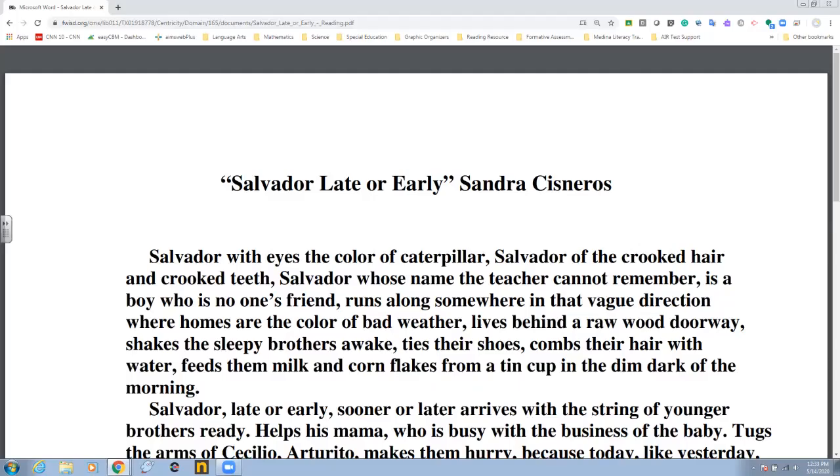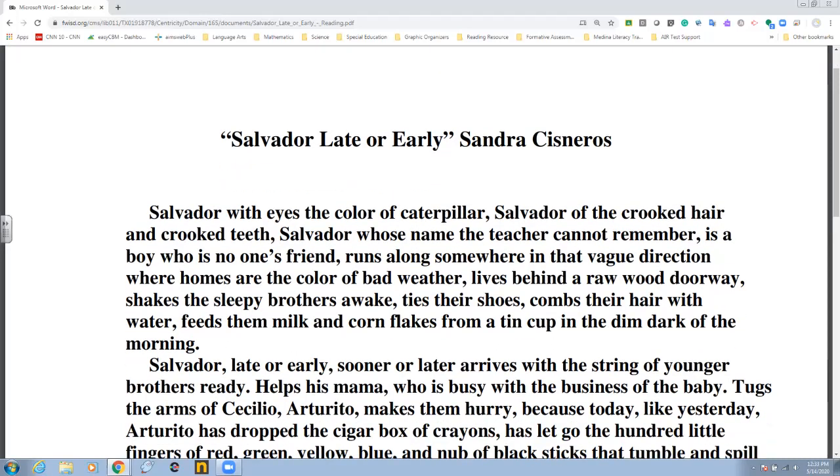So I've already got the passage open on this other screen right here. So here is the passage. Salvador, Late or Early by Sandra Cisneros.